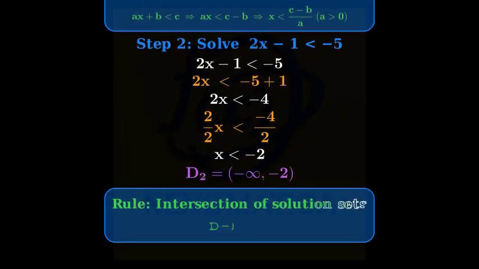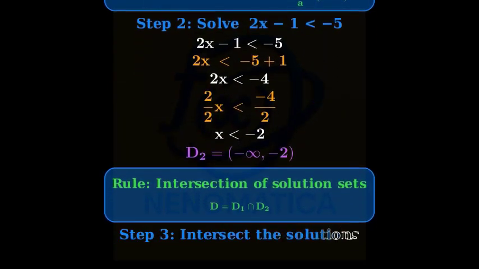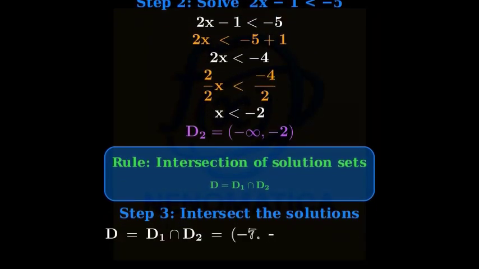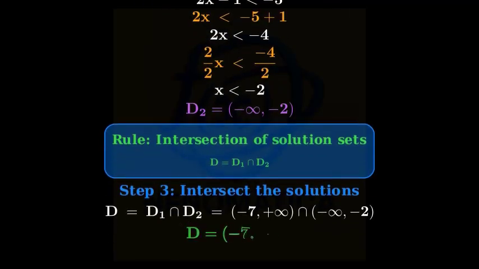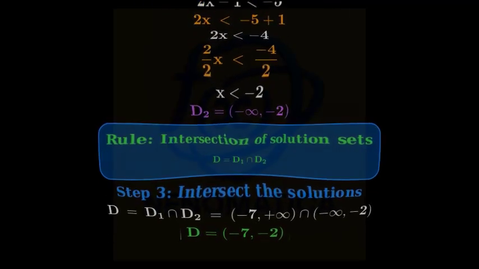Step 3. Intersect the two sets. The final solution is the intersection of D1 and D2. That interval is open from -7 to -2.